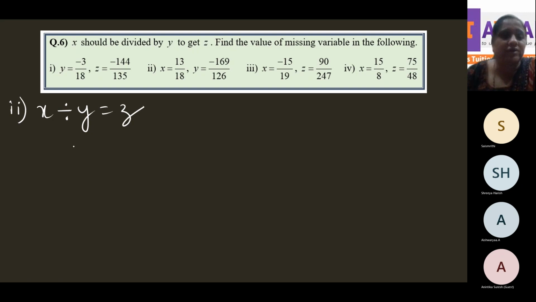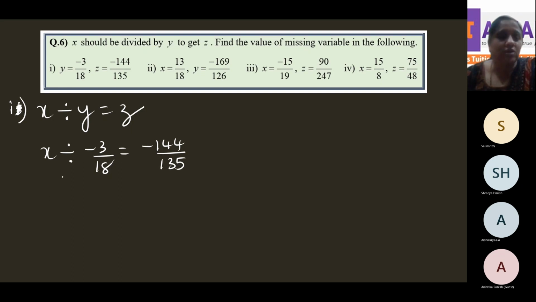Now, if I do the first one, x divided by y, that is minus 3 by 18, is equal to z, minus 144 by 135. All right. So now be very careful. Listen to me very carefully, children. I'm sure you can go wrong. Whenever you find the division sign, immediately change that to multiplication and take the reciprocal. So this division will become multiplication, and minus 3 by 18 will be written as its reciprocal, minus 18 by 3 is equal to, okay, and you can simplify this.